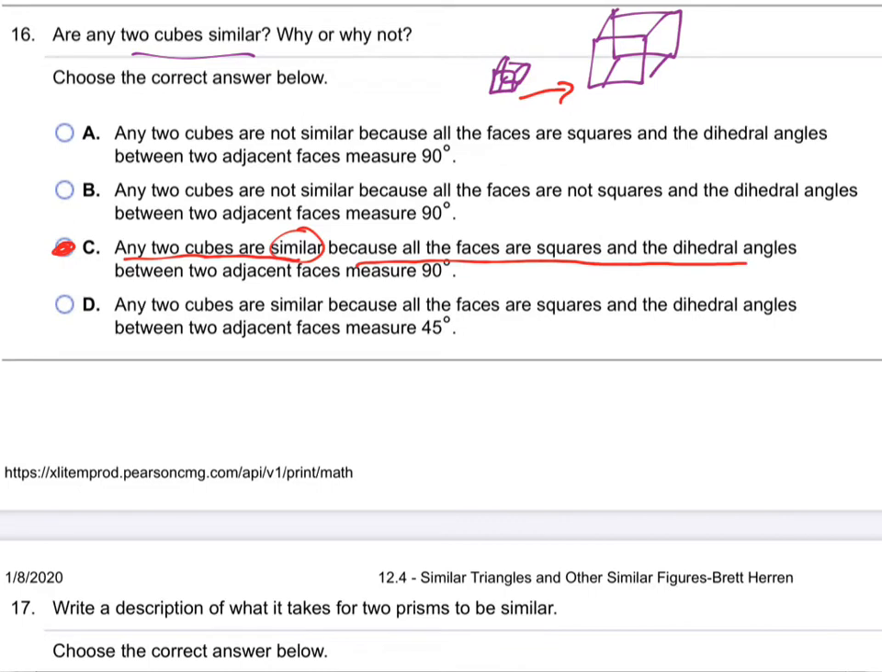They're all squares. And the dihedral angles, that's the angles between the sides, like the angle between the right side and the base there is 90 degrees, measures 90 degrees. This one says they're similar, but the dihedral angle is 45. It's not 45. This right here is a 90-degree angle, the dihedral angle, the angle between the two faces.